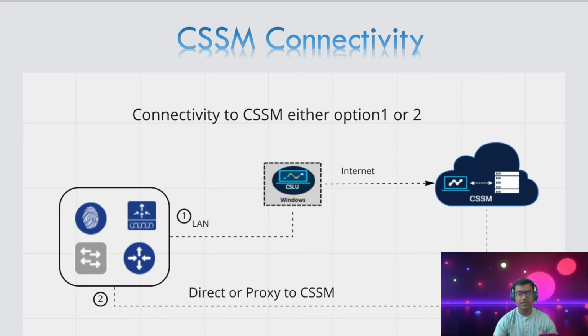Another way is that the network devices themselves may have a direct connectivity to CSSM. You may use a proxy, right? Because not all devices in an enterprise have a direct connection to the internet. So whatever it is, a direct or proxy connection to CSSM, they upload the report directly.